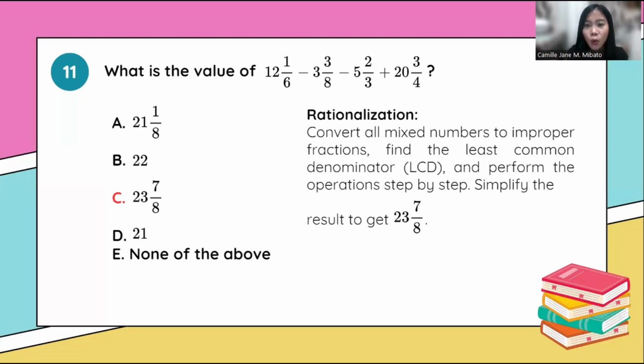Why? So if you encounter any type of questions like this, first you need to convert all mixed numbers to improper fractions. Once you are done converting, you need to find the least common denominator or the LCD. Then after that, perform the operations step by step, then simplify the result. And then, therefore, we get 23 and 7/8. So for question 11, it's letter C, 23 and 7/8.